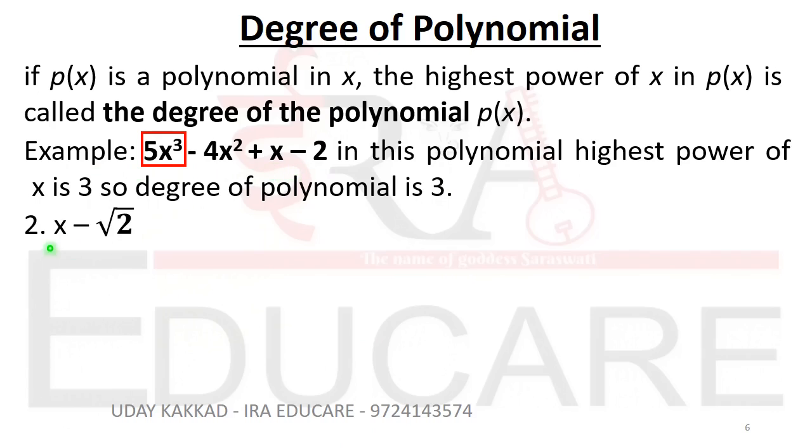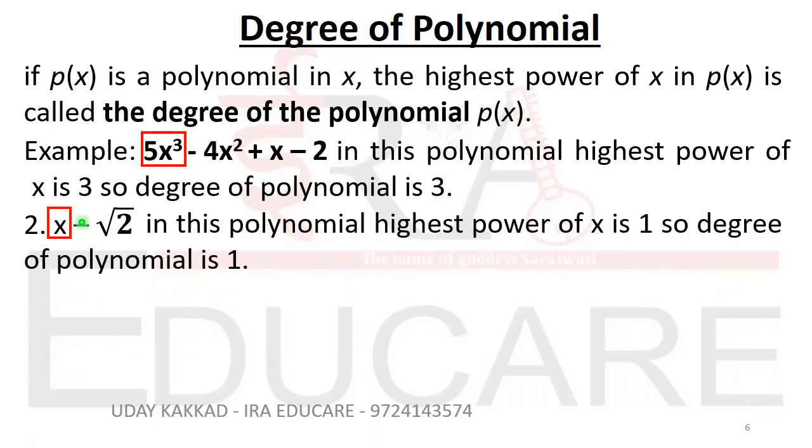Now take the second example. Here x raised to 1 minus x raised to 0, because if you have a constant, then the degree of that constant is 0. So that's why x raised to 1 is the highest degree in this polynomial, right? So in this polynomial the highest power of x is 1, so the degree of the polynomial is 1, right?